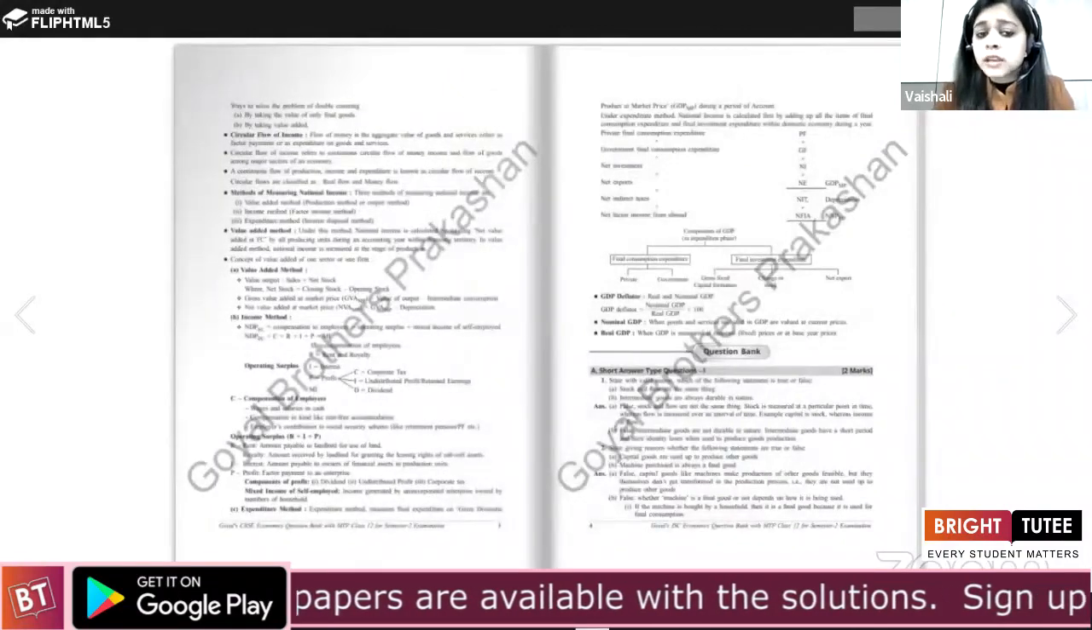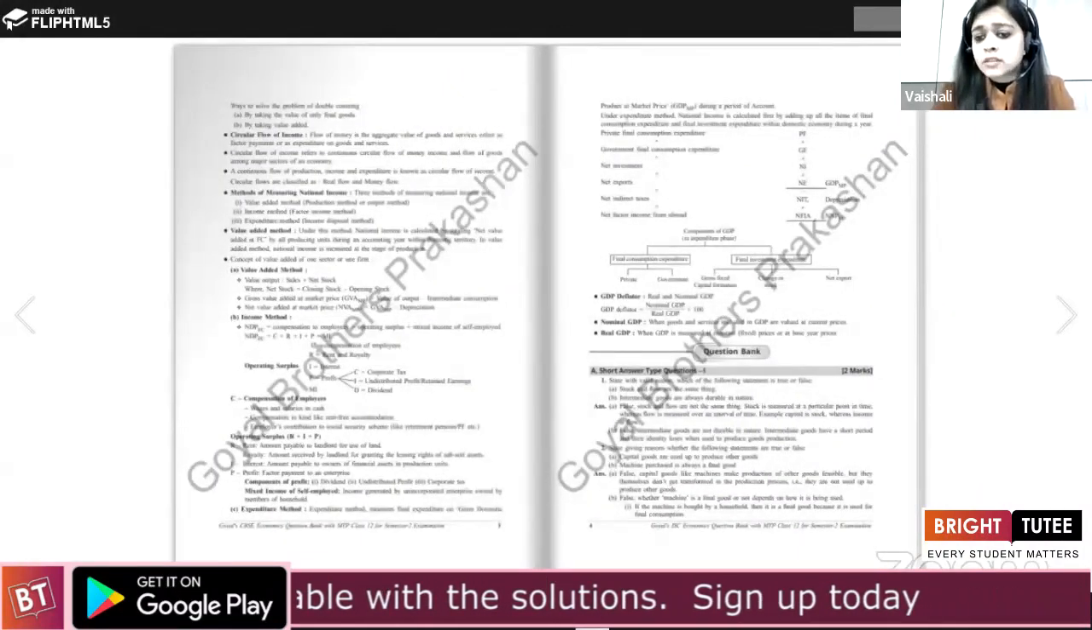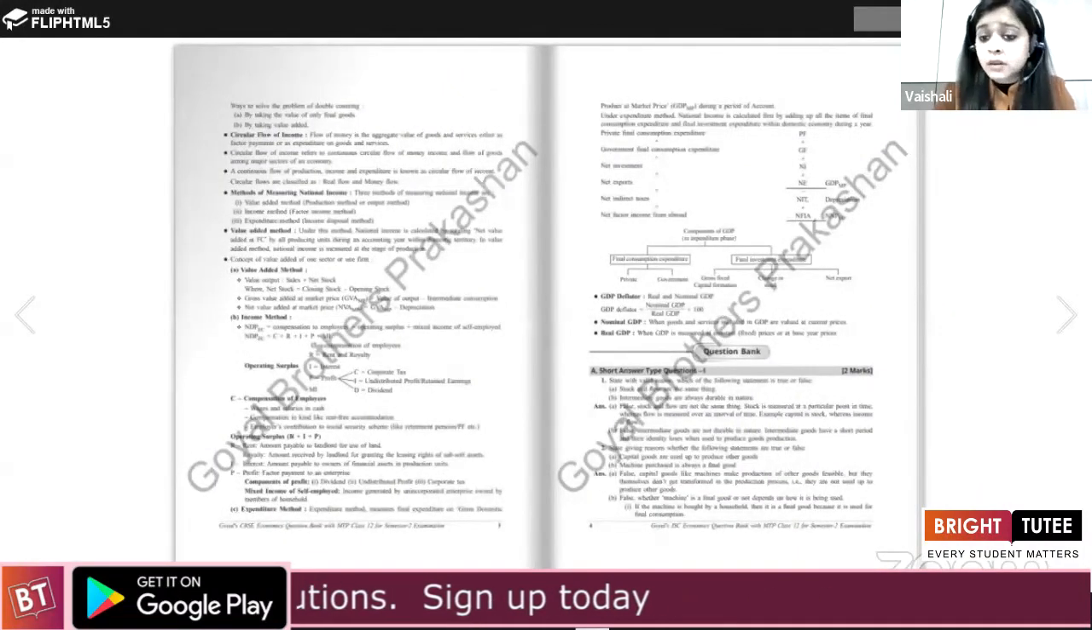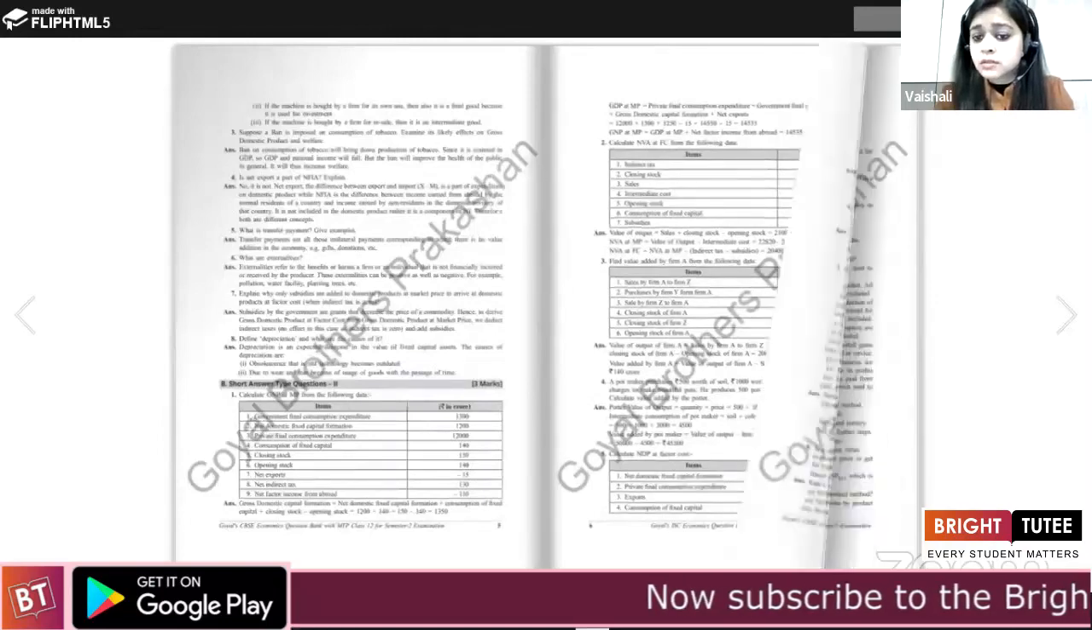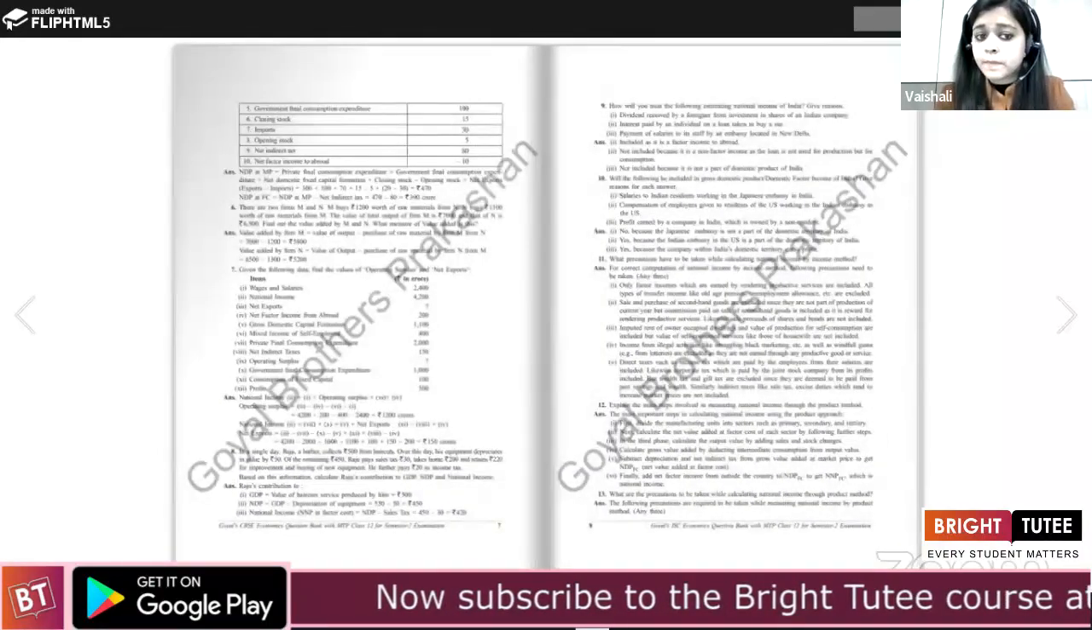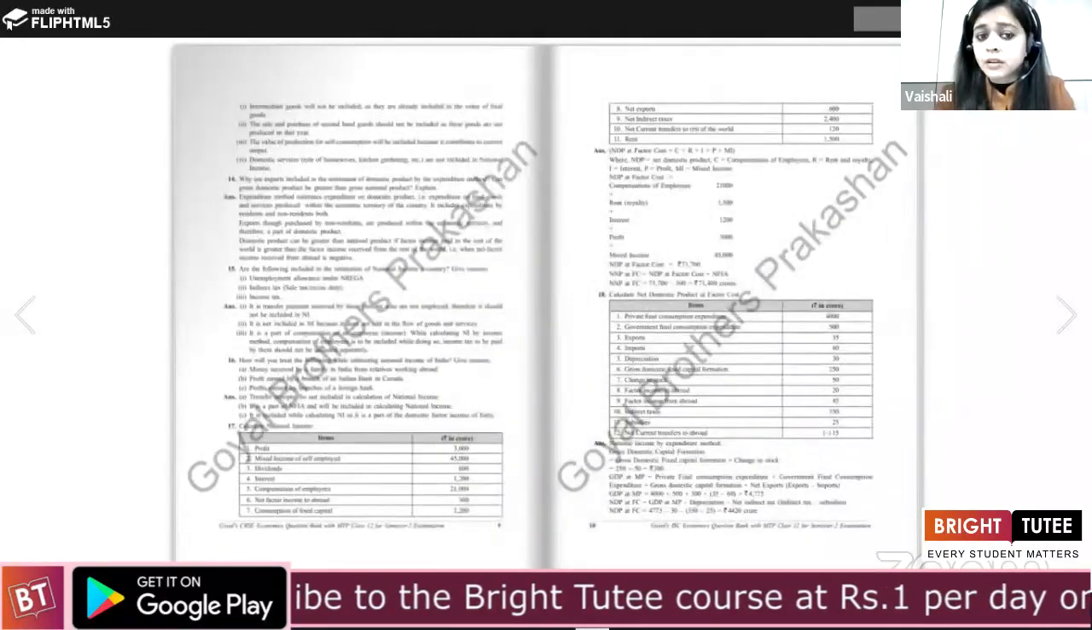After that, the book has a variety of questions. There is a question bank as per the latest CBSE sample paper, 2 marks. Then you can say 3 marks, including numericals. And there are 5 markers.